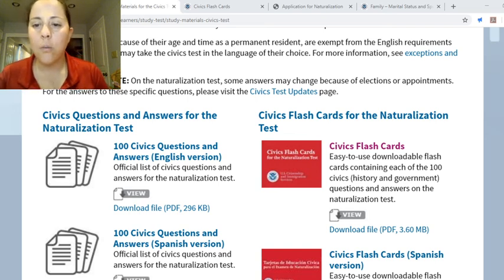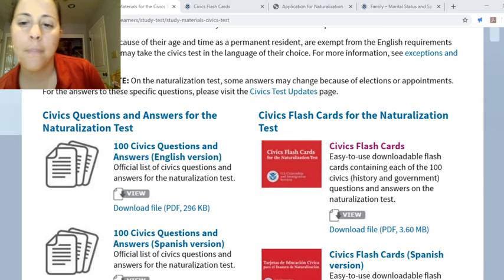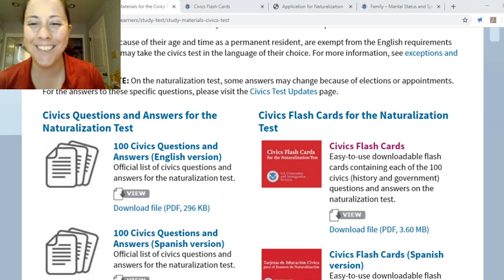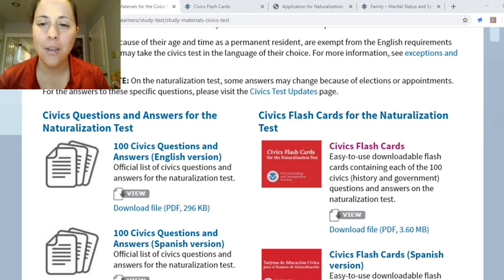okay? There are 100 questions, okay? We are going to practice with the flashcards. Some of those questions, not all 100 today, okay? We save some questions for next time. Today, we are going to practice the civics flashcards for the naturalization test, okay? I will put this link, this website, onto Facebook so you can check it out and look for yourself, okay? For extra practice.